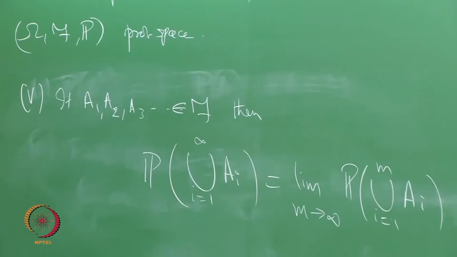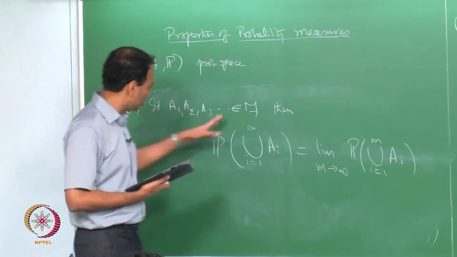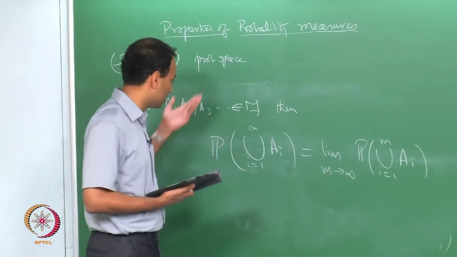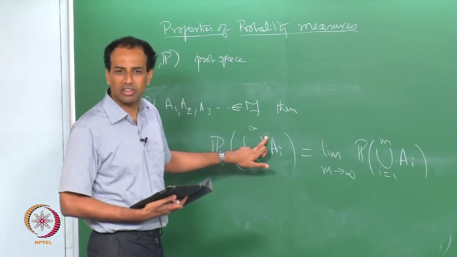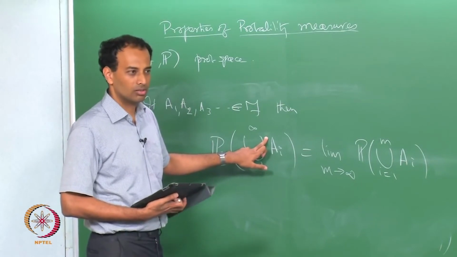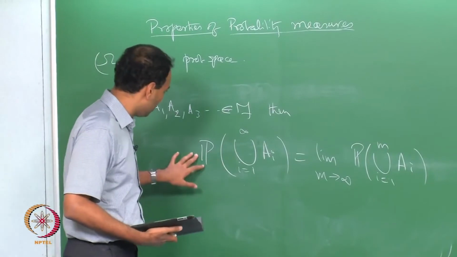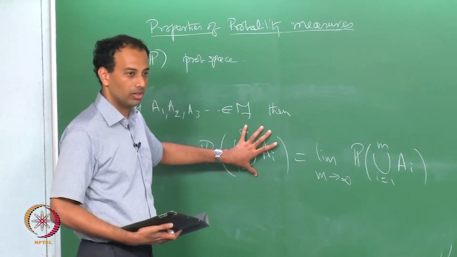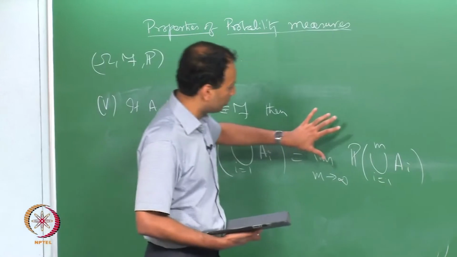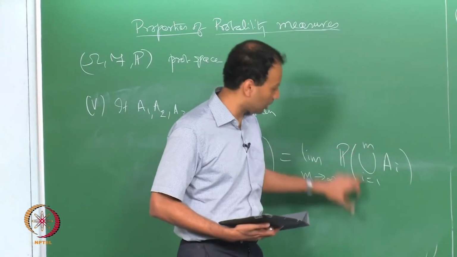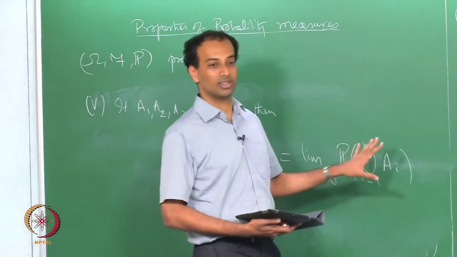Okay. So, this is a very important property. This says that you have a countable set of events, A1, A2, dot dot dot, a countable collection of events, and of course, the countable union is also in F, because F is a sigma algebra. So, this is well defined. So, we are saying that the probability of a countably infinite union is the limit of the probability of a finite union.